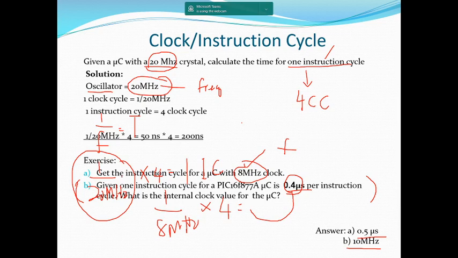Okay, all right. Any questions for this one before I move on? Let's check.